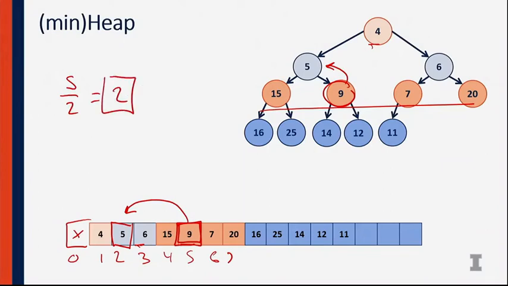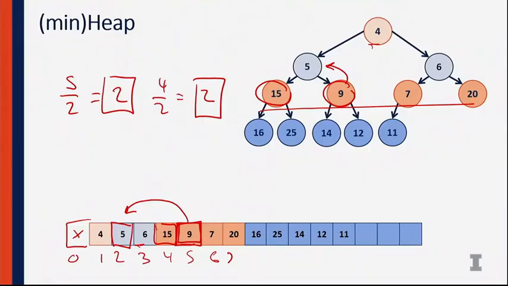Let's look at the other child. 15 is the other child. 15 is index 4. 4 divided by 2 is also 2. So inside of our array, we can always navigate to our parent, not by having a parent pointer, but we know our parent is equal to our index divided by 2. Likewise, we can navigate to our children by inverting this equation.